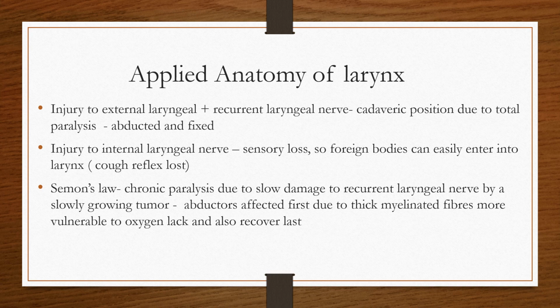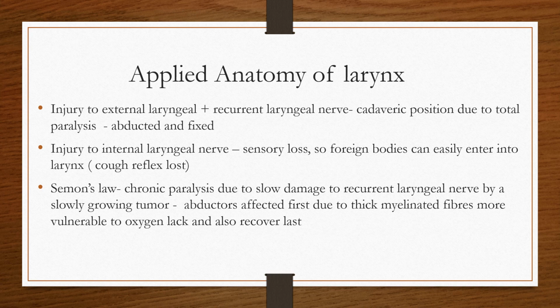With injury to both external and recurrent laryngeal nerves, the cords remain in the cadaveric position due to total paralysis, abducted and fixed. Voice production is not possible. If there is only injury to the internal laryngeal nerve, there is sensory loss, but this is dangerous because foreign bodies can then easily enter. If there is normal sensation, they will not be allowed to enter, because if something goes into the larynx, there is a sudden bout of cough as a protective phenomenon.